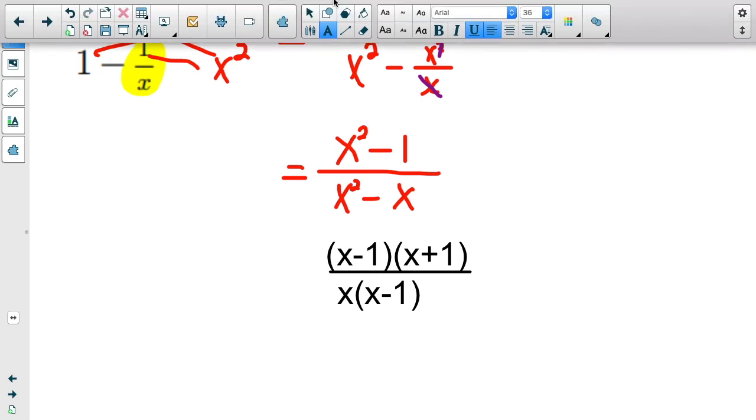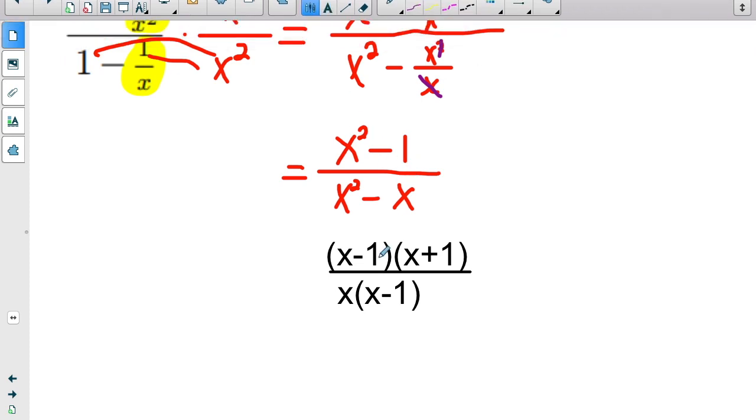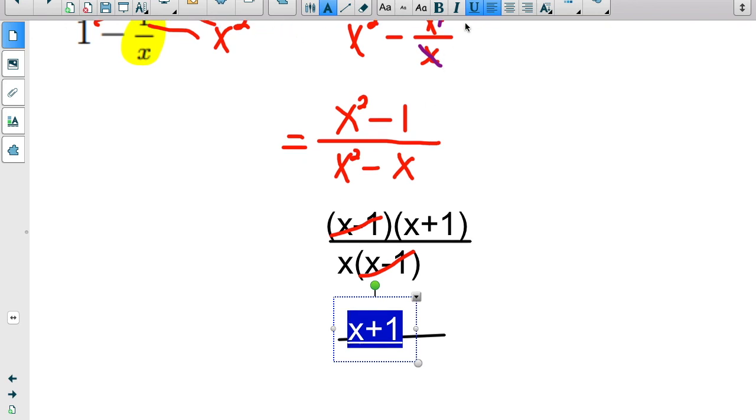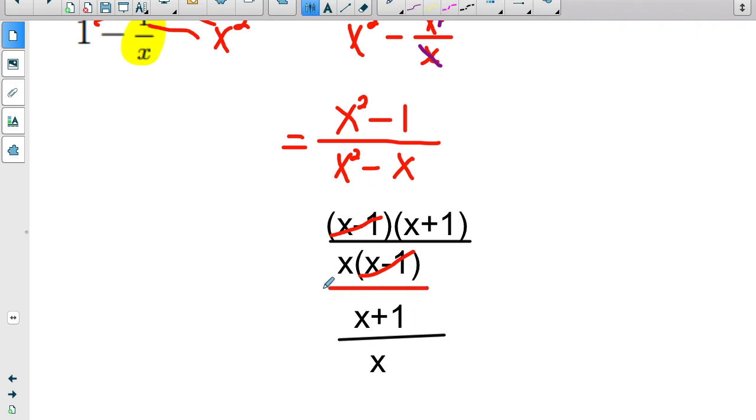Well, hey, we do have something in common on top and bottom, so we can cancel that out. So the x minus 1 and x minus 1 would cancel. And what that leaves us with is x plus 1 all over x. This here would be our final answer.